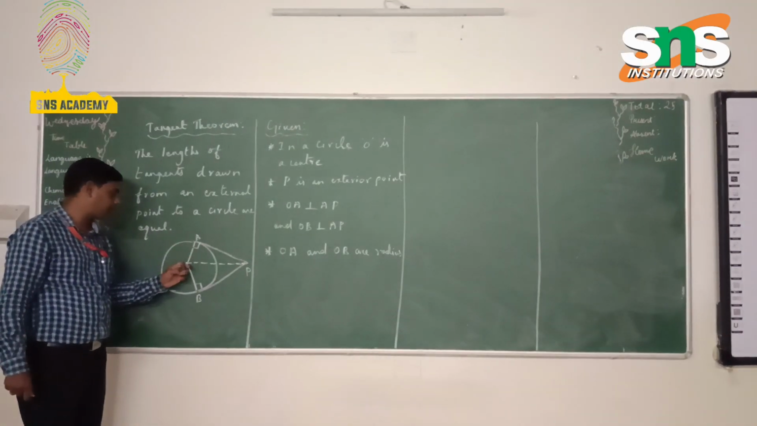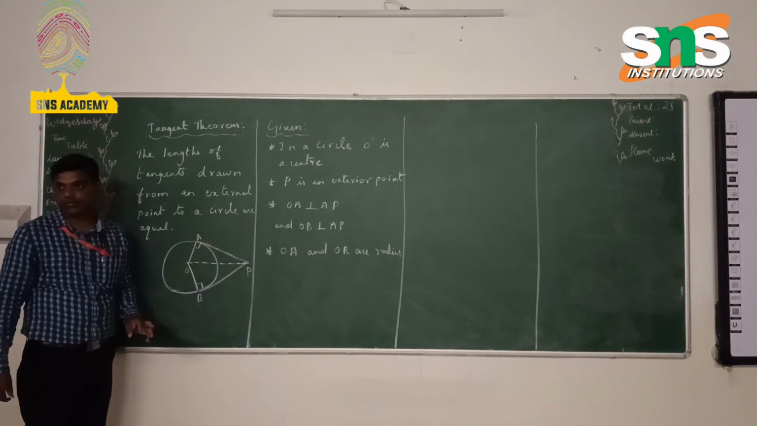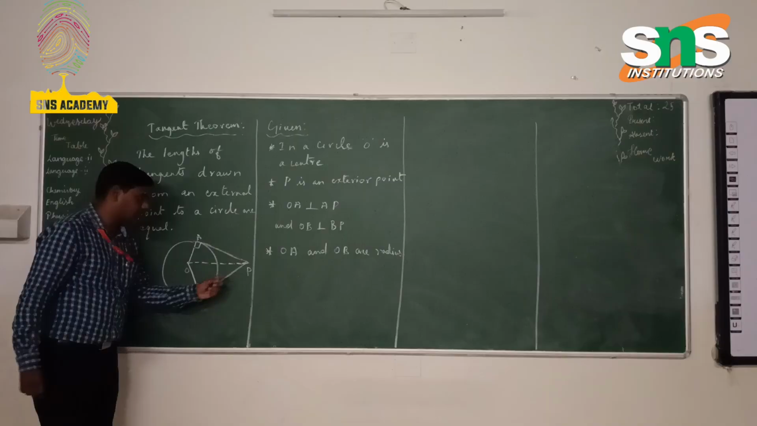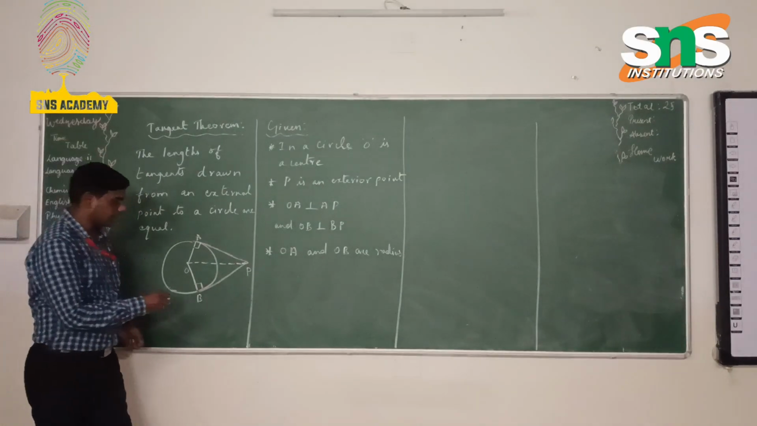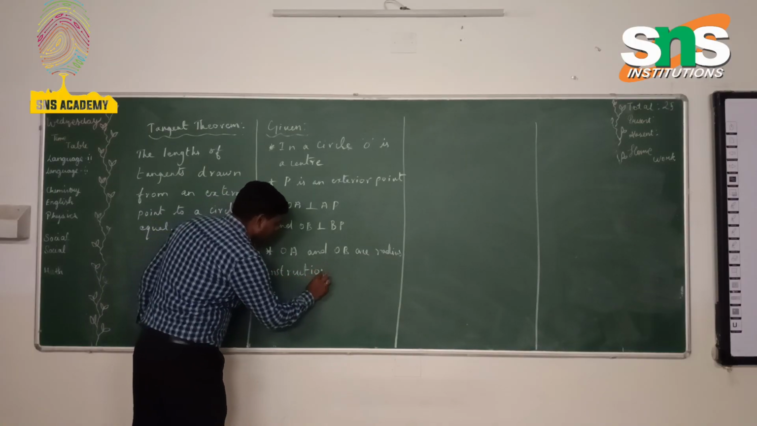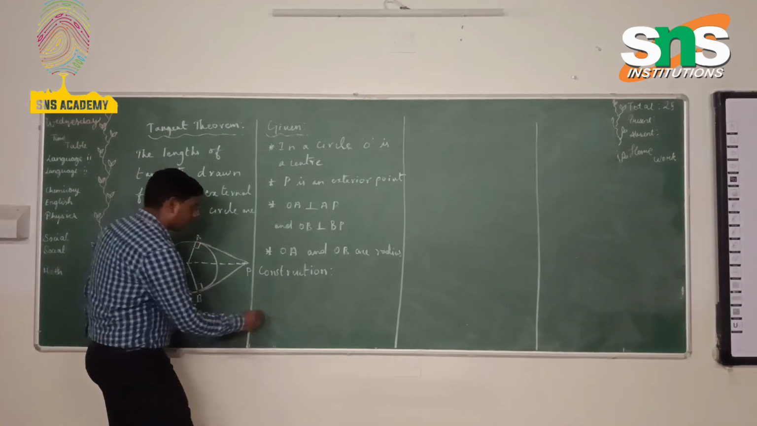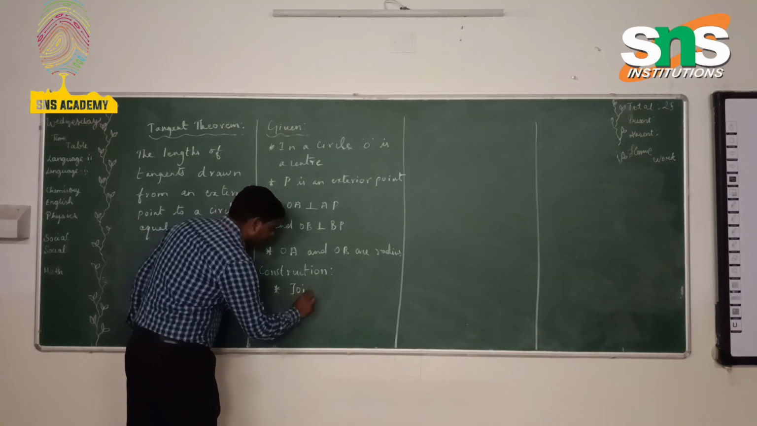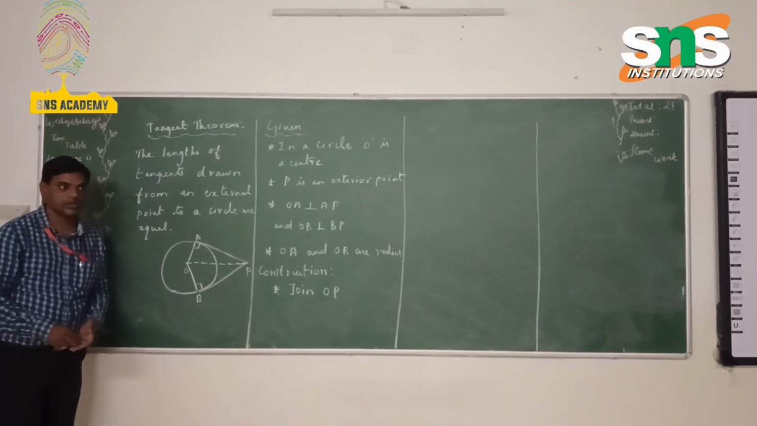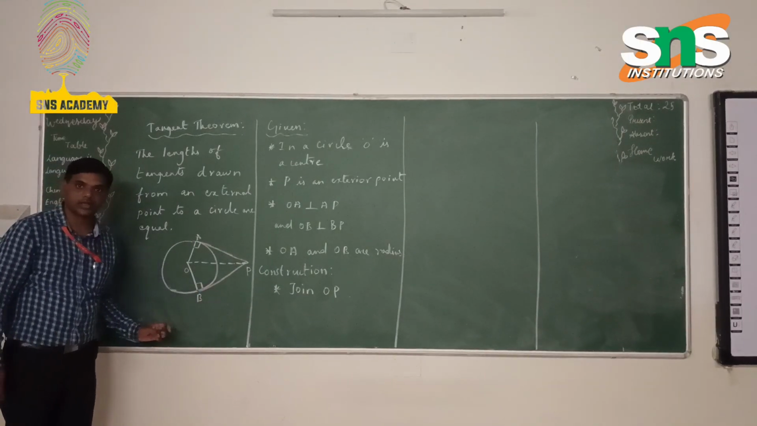Here OA is perpendicular to AP, and OB is perpendicular to BP. Next, the construction: join OP. This is the construction we have done, joining O and P. Do you have any doubt? Did we understand the diagram?